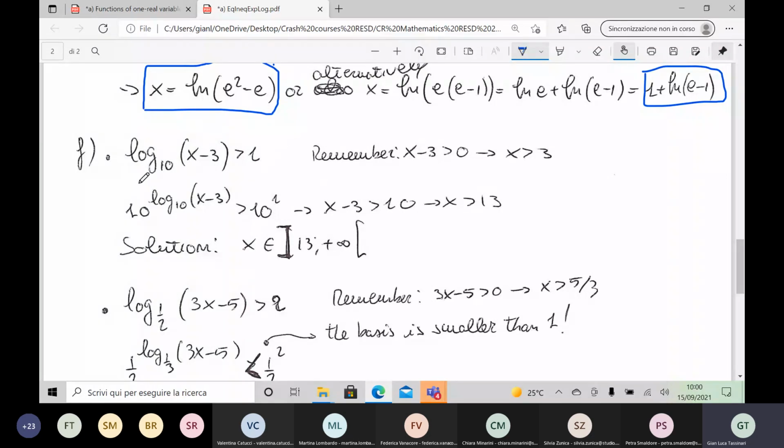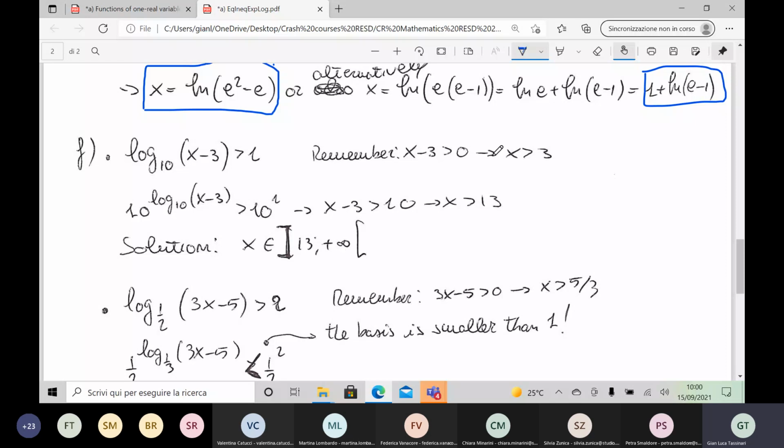So logarithm with basis 10 of x minus 3 greater than 1. This is an inequality. We want to solve this inequality. As I suggested here, guys, it's important to pay attention to the domain of the logarithm, because remember, the logarithm, independently of the basis, is well defined if and only if its argument is strictly positive. So we need to require that x minus 3 is greater than 0. So x greater than 3. So this is the domain.